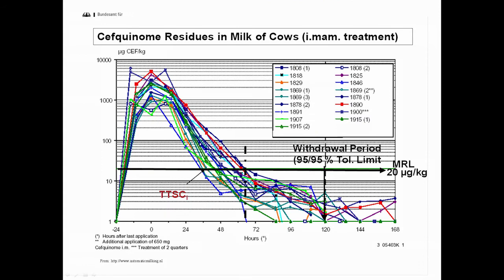This is a milk depletion profile. So from different cows, individual cows deplete quite similarly, but also differently. And the withdrawal time also here would be the 95% tolerance limit. And this will be explained later by Miguel.